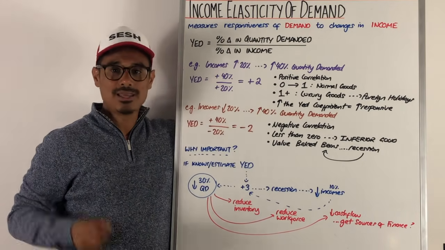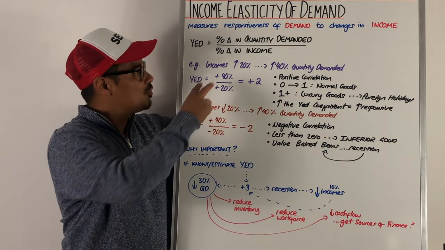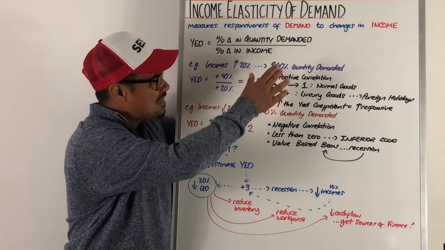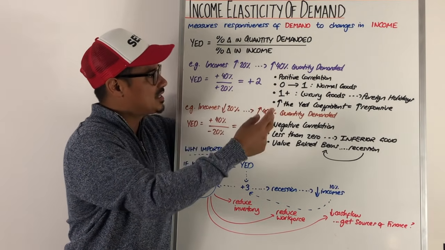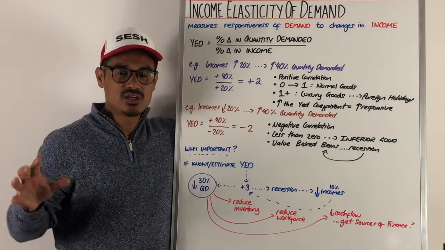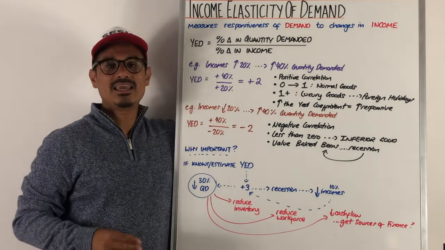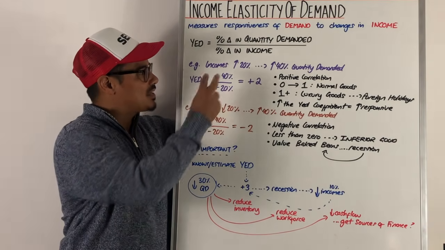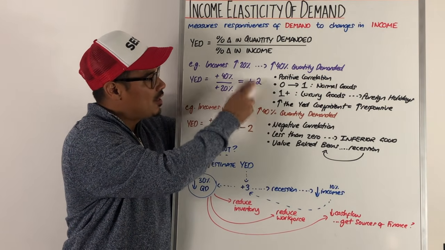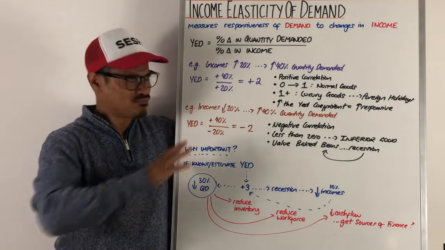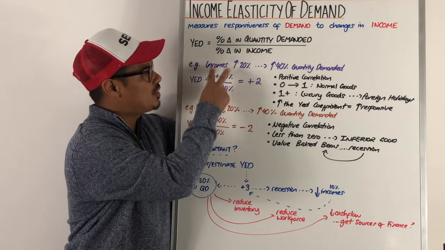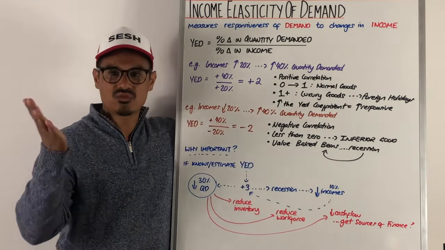in income. Now, if we just go through an example, if incomes in an economy increased by 20%, and that led to a particular good increasing in its quantity demanded by 40%, so twice as much as the increase in incomes, then plus 40 divided by plus 20 comes to a coefficient of positive 2. So this is an example of a positive income elasticity of demand, a positive correlation between incomes and the quantity demanded or the sales for your product.